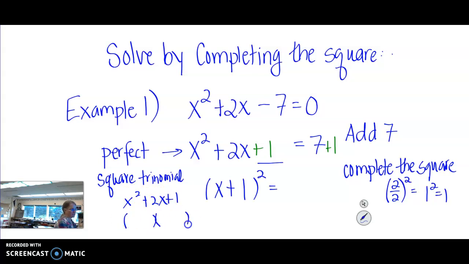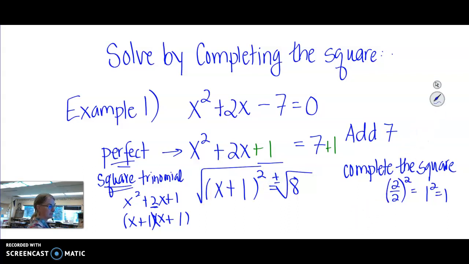If I just factor this, it's x, and then factors of 1 is 1 and 1, and they have to add to 2, which they do. But whenever you have a perfect square trinomial, it'll always factor into x plus half of that b value, squared. And then on this side I have an 8. And now we have what we were working on in 2.4 part 1. We're going to take the square root of both sides. And on the right side, don't forget to do plus or minus.